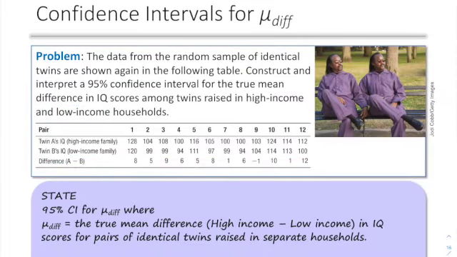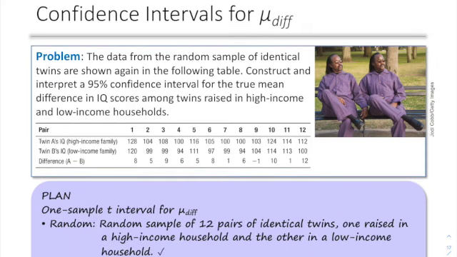So we're doing a 95% confidence interval for the difference, where mu sub diff is the true mean difference, high income minus low income, in IQ scores for pairs of identical twins raised in separate households. It's important that you identify the order of subtraction because, again, positive versus negative results within the interval tell us something depending on how we subtract. So we're doing a one sample t interval for the difference of the mean, so not mu1 minus mu2, but mu sub diff.